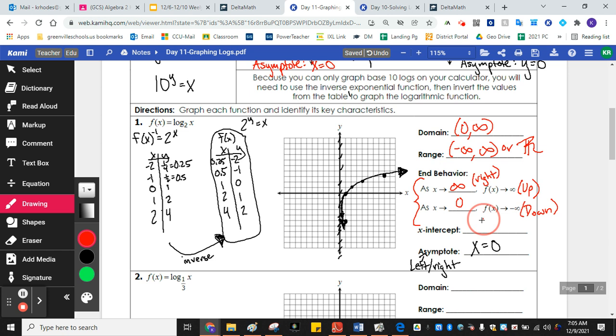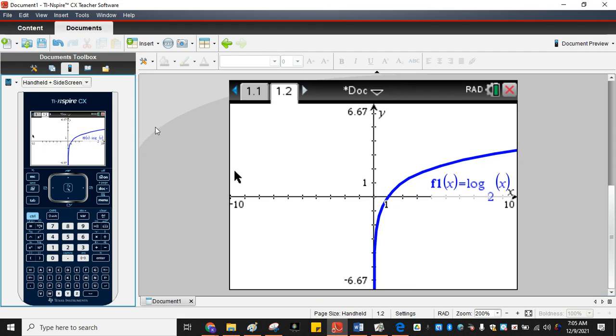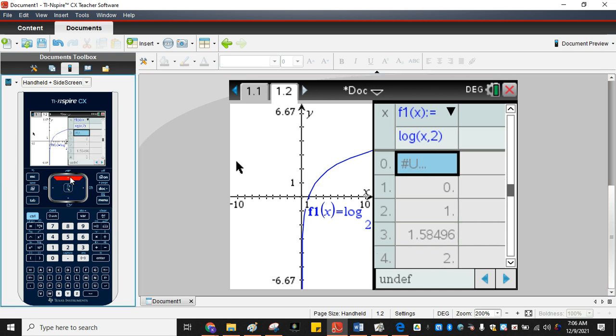And then x-intercept 1, 0. All right, these are a little trickier, but you can still graph it in your calculator. Log base 2 of x. I graphed it. When you look at the table, you get a lot of undefined because that's where your asymptote is.